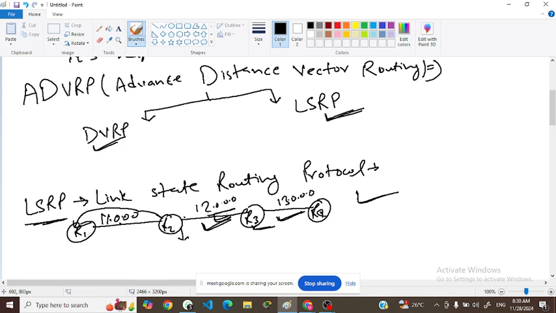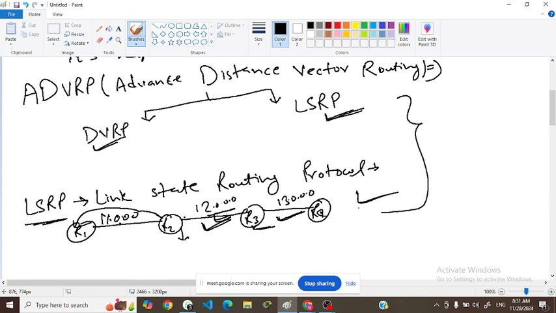Did you guys get the point? Basically, it's giving you the information about the one which is not directly connected, and telling that it is directly connected with this one network. Exactly. Okay, did you get it? The properties of DVRP and LSRP.